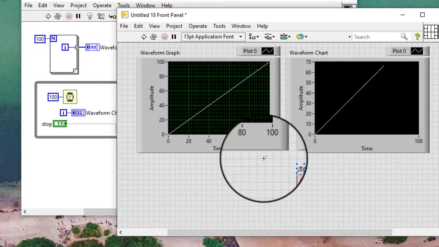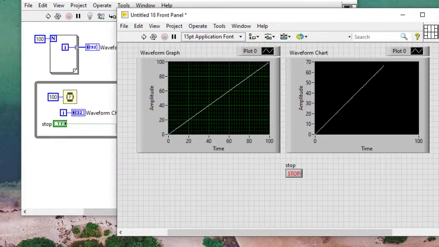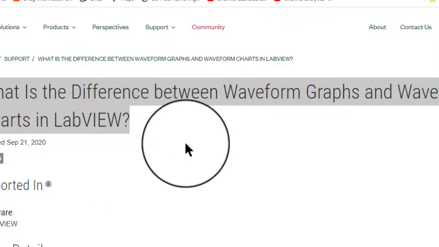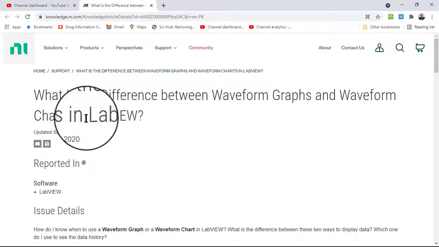Refer to the following support document at ni.com for more information about the differences between graphs and charts. What is the difference between waveform graphs and waveform charts in LabVIEW?